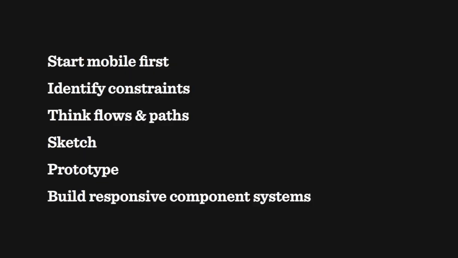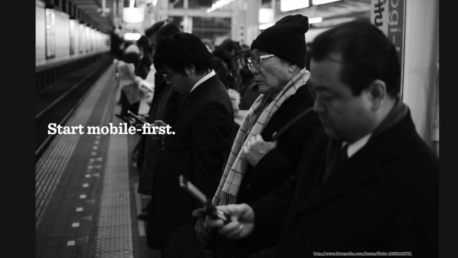So there's some things that we've discovered in our process at Twitter, and these are kind of like the overarching points I'm going to talk through this evening. We're going to start mobile first. Identify constraints. Think about flows and patterns. Sketching, prototyping, and building component systems. But this is the one that's really kind of crucial for everybody.